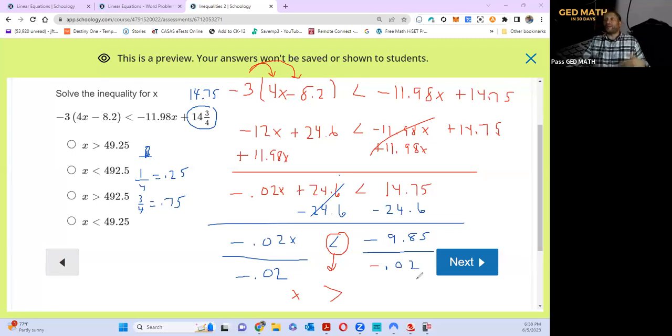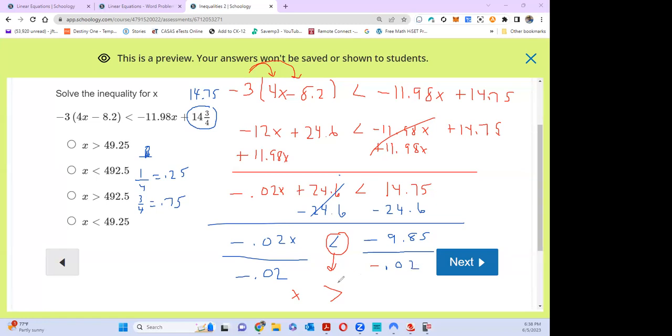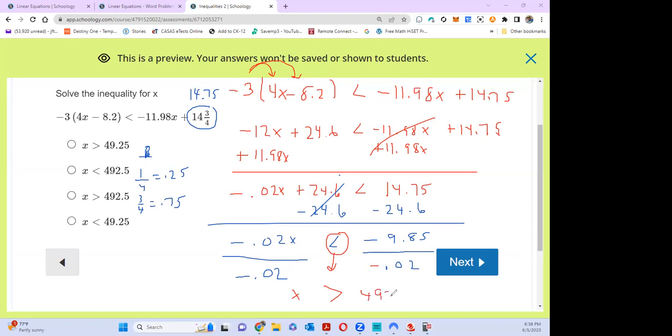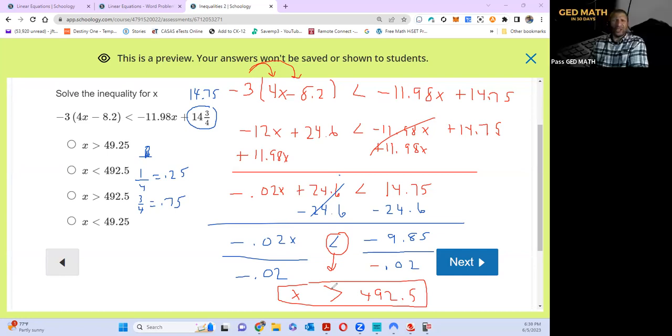Can somebody please tell me what's negative 9.85 divided by negative 0.02? Negative what? 492.5? Hold on, Mr. Tinsley, you didn't use your calculator. How did you do that? You didn't use it because watch this.